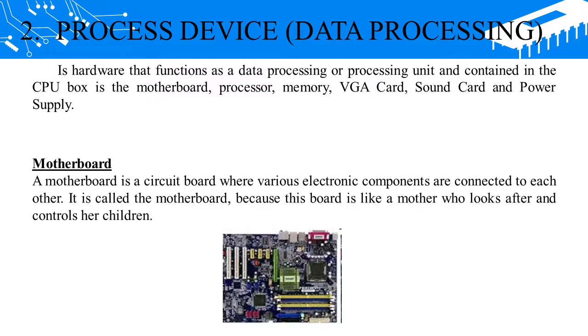2. Process device. Data processing is hardware that functions as a data processing or processing unit and is contained in the CPU box, such as the motherboard, processor, memory, VGA card, sound card and power supply. Motherboard. A motherboard is a circuit board where various electronic components are connected to each other. It is called the motherboard because this board is like a mother who looks after and controls her children.